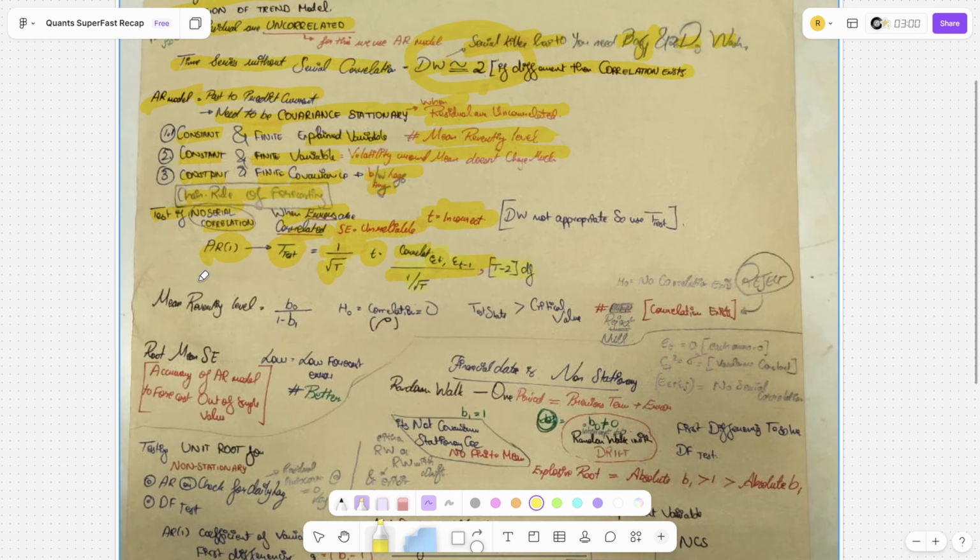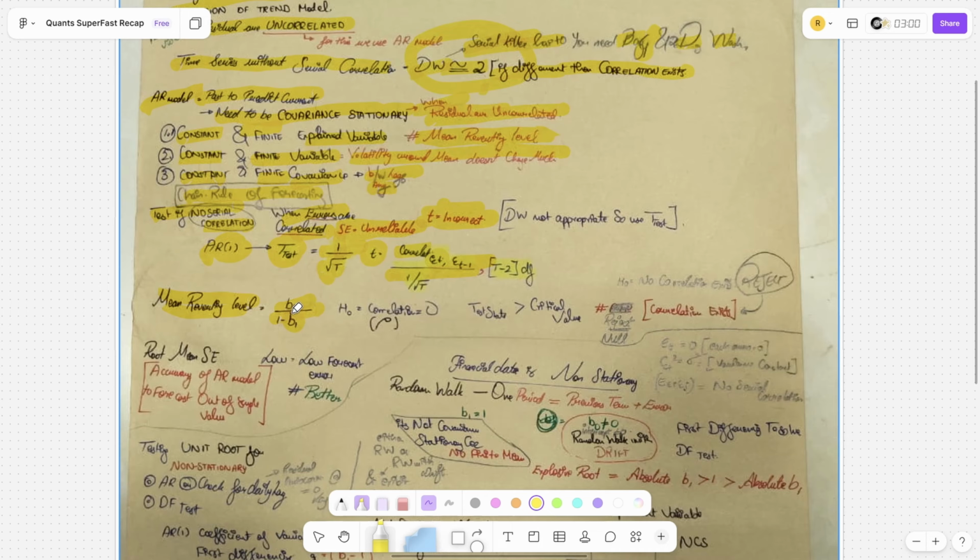Then coming to the mean reverting level. To check if the AR model has a constant and finite expected value, we use the mean reverting level. So the mean reverting level is equal to B0 divided by 1 minus B1, the intercept divided by 1 minus the coefficient of the factor 1. So this gives us the mean reverting level.